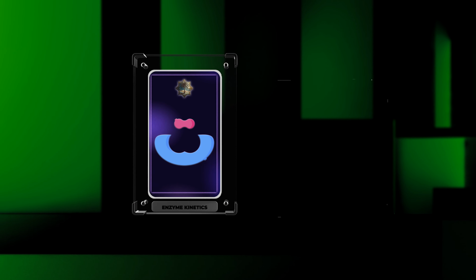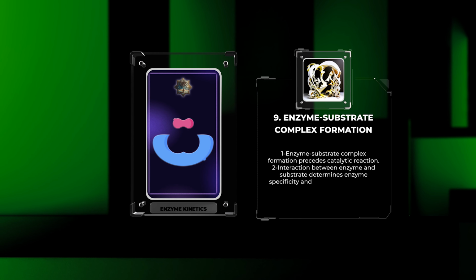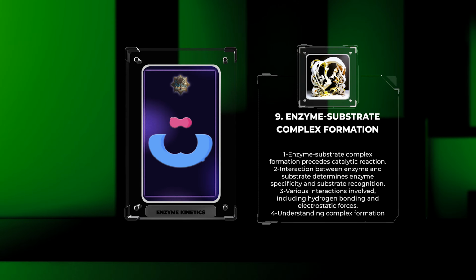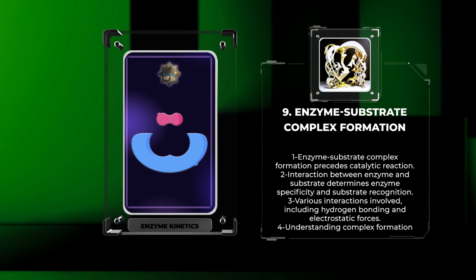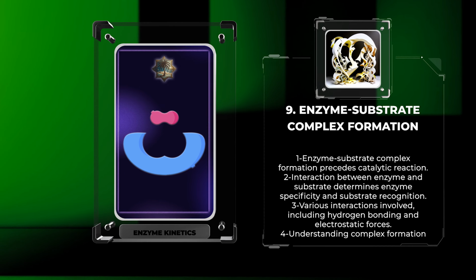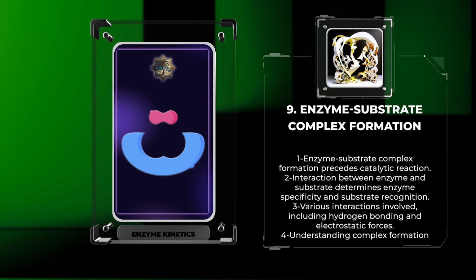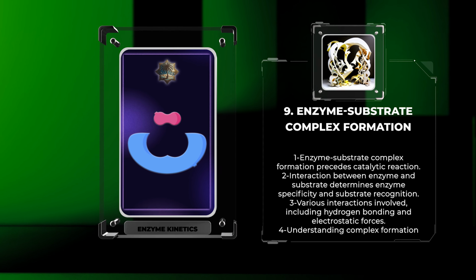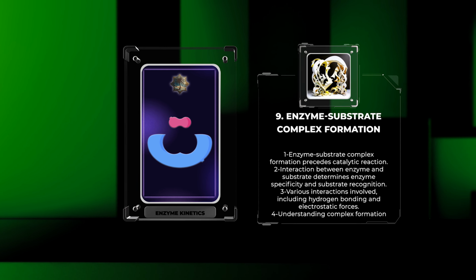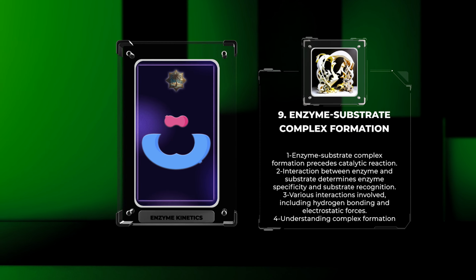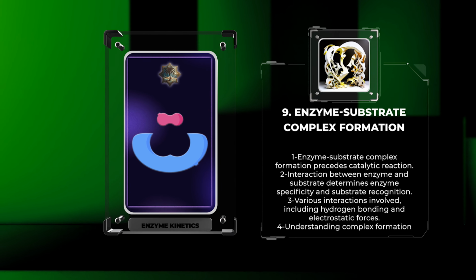Now, let us explore the formation of enzyme-substrate complexes. This crucial step precedes the subsequent catalytic reaction. The specificity of an enzyme towards its substrate is determined by numerous interactions, including hydrogen bonding, hydrophobic interactions, and electrostatic forces. Understanding the principles governing enzyme-substrate complex formation unravels the mysteries of enzyme specificity and substrate recognition.